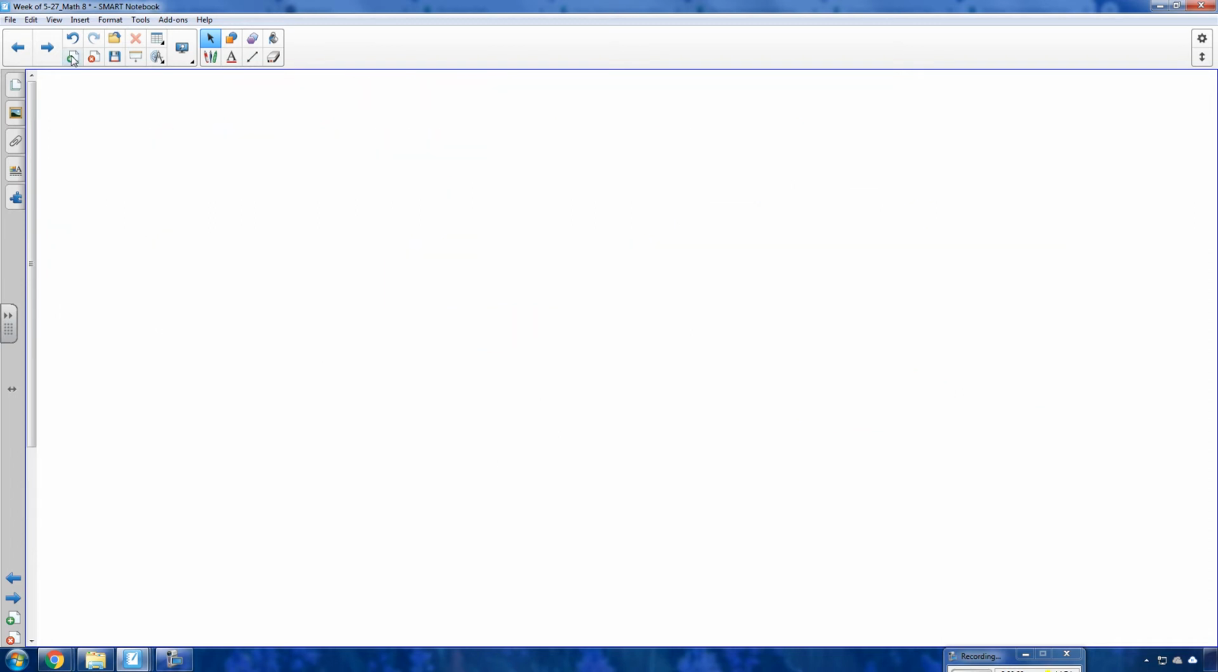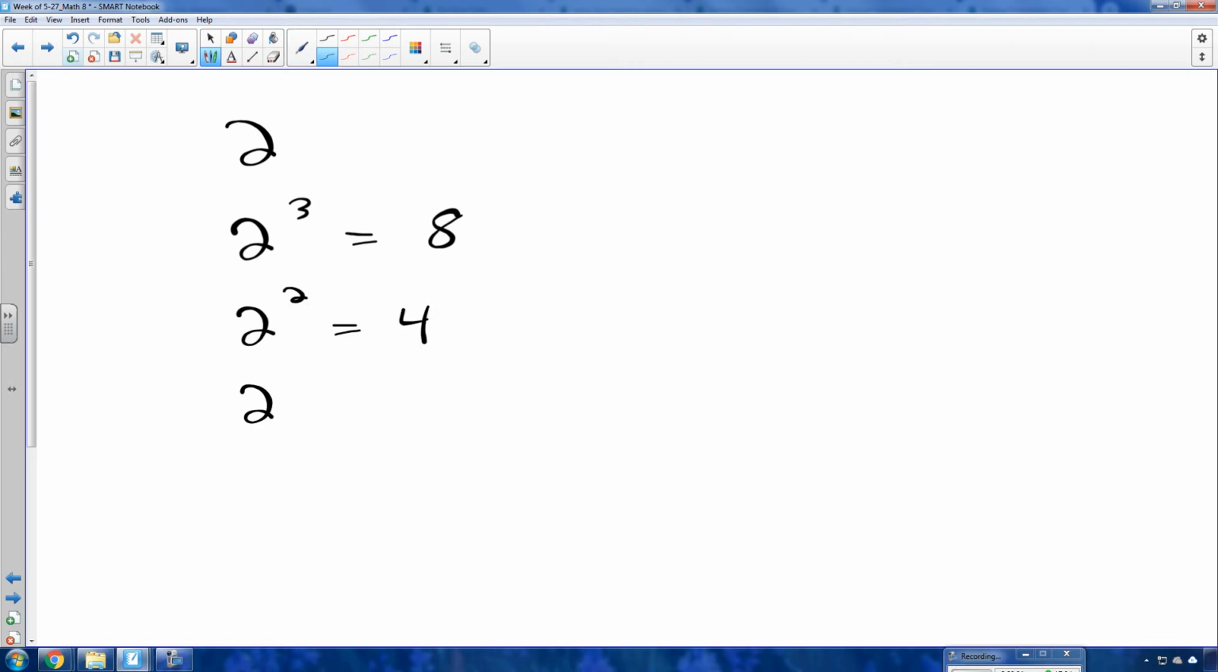2 to the 3rd power, I know pretty quick, is 8. I know 2 to the second power is 4, and I know 2 to the first power is 2, and I don't know what 2 to the 0 power is. I've never taught you that. But I could probably tell you what 2 to the 4th power is, right? 2 to the 4th power is what? Thoughts on that?